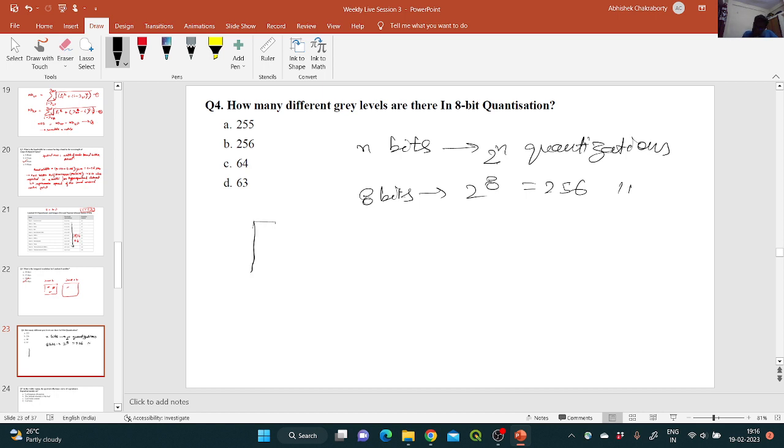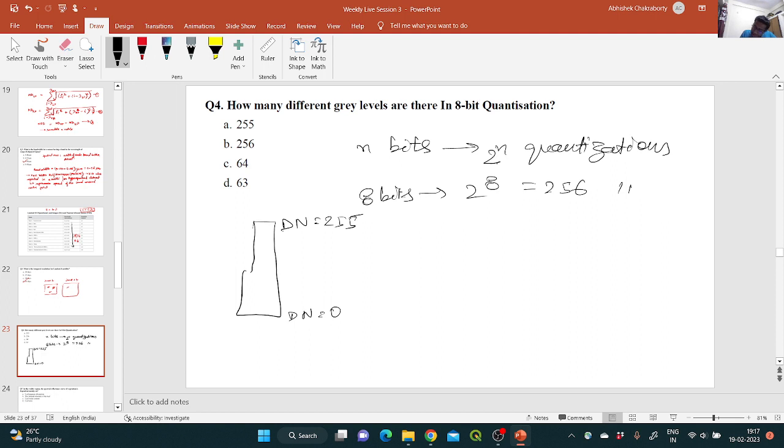So this will look like this. If you change it into the DN scale, the lowest DN or the darkest DN would be DN equal to 0, and the brightest DN would be DN equal to 255, not 256, because we want 256 quantizations, 256 distinct numbers. So 0 is also considered as a number. The brightest one, or the one which is fully white, will be read as DN equal to 255.